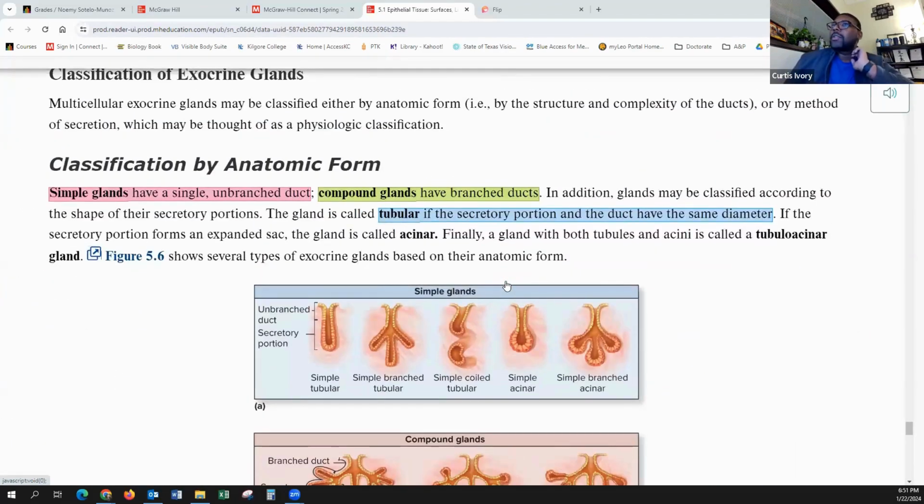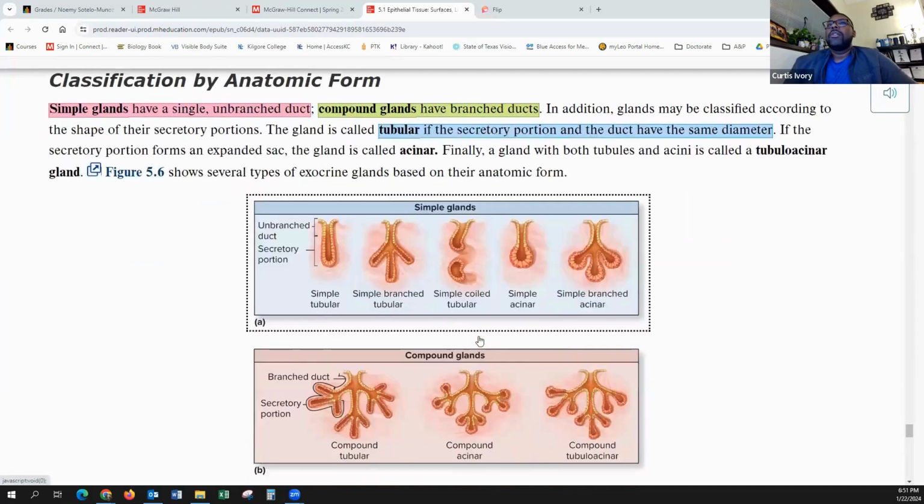So there's different types of glands. So you have simple glands, of course, and then you have compound glands. So here are some simple glands. So here you have a simple tubular gland. This is like if I was mentioning earlier, if you dug a little hole into the ground, you'd have a simple little duct here.